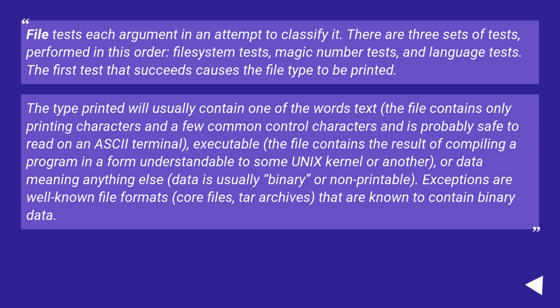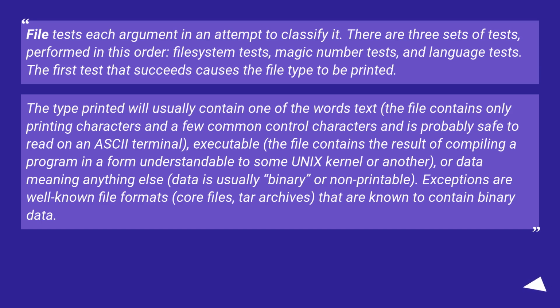File. File tests each argument in an attempt to classify it. There are 3 sets of tests, performed in this order: file system tests, magic number tests, and language tests. The first test that succeeds causes the file type to be printed.